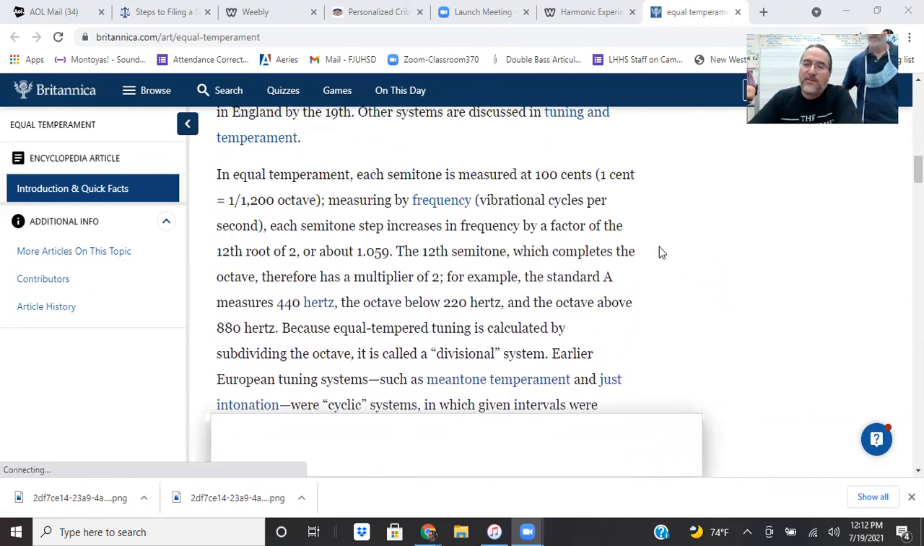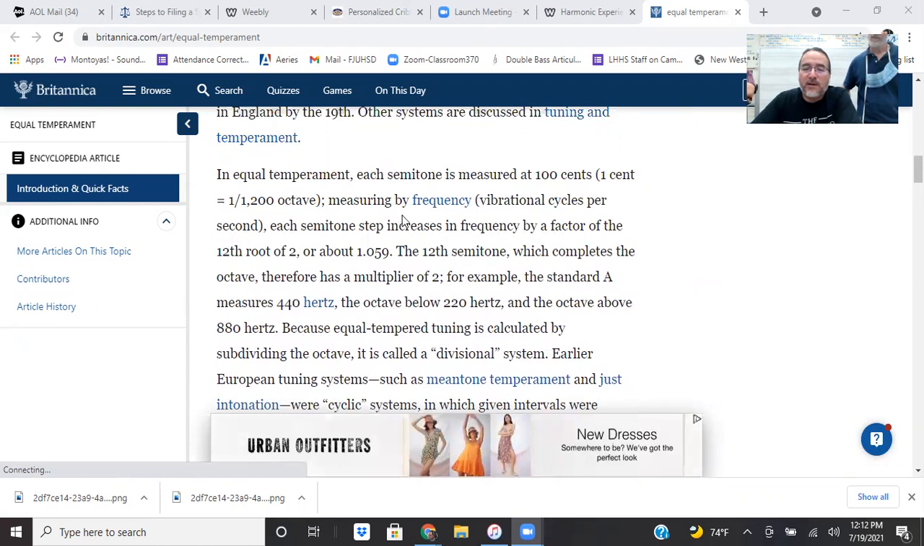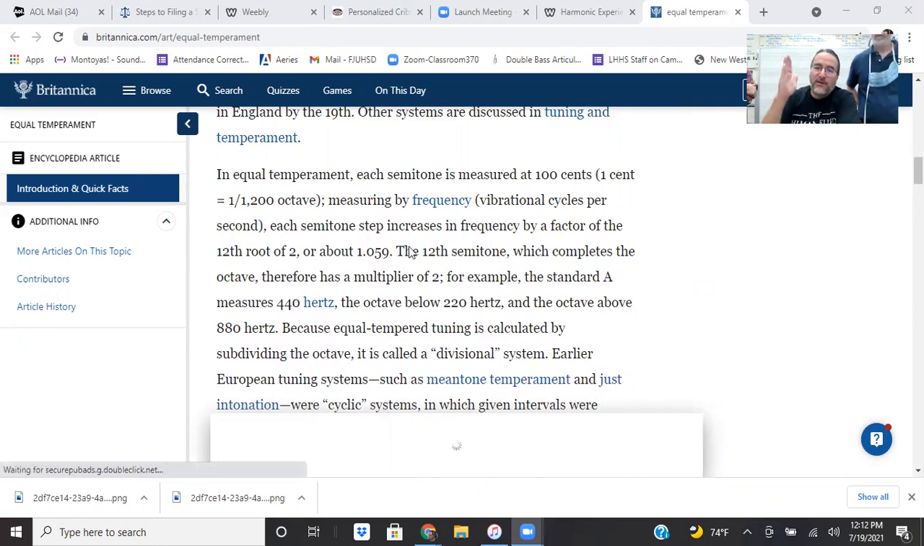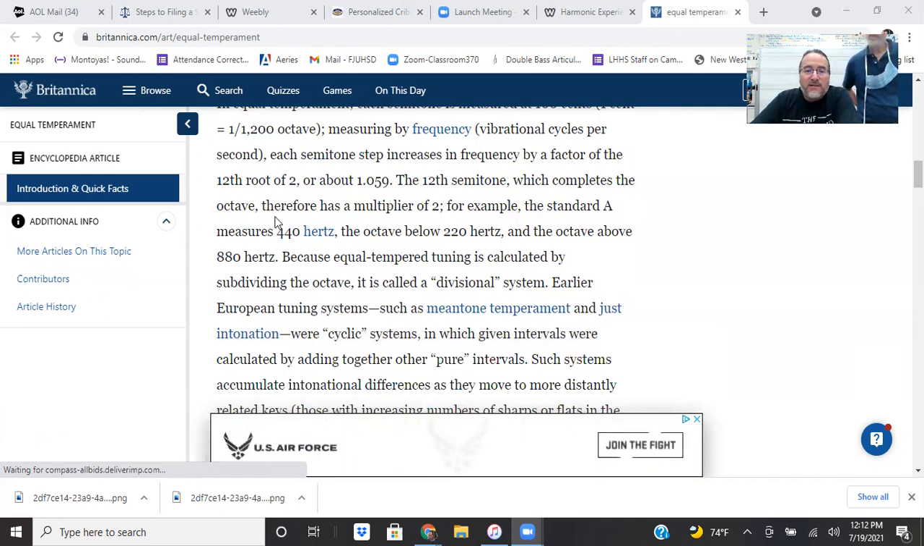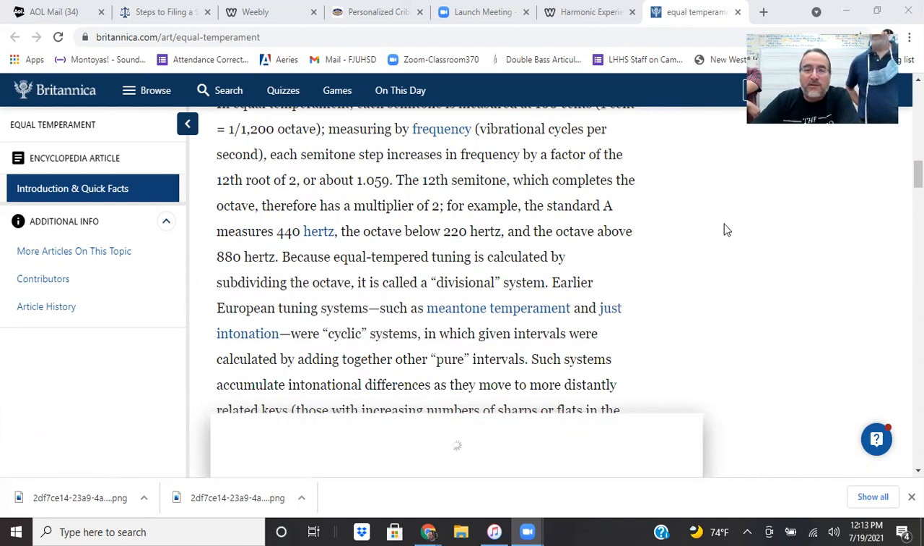"In equal temperament, each semitone is measured at 100 cents," measuring by frequency, or vibrational cycles per second. Remember, it's not just a string going back and forth. It's three-dimensional. So you have the 1-to-1, the 2-to-1, the 3-to-1, the 4-to-1, all those different partials being created by different ratios of the string that is being vibrated. "The 12th semitone, which completes the octave, therefore..." Okay, "standard A measures 440 hertz." That's why we know the octave below is 220 hertz and the octave above is 880, because every time you double it, you get an octave.